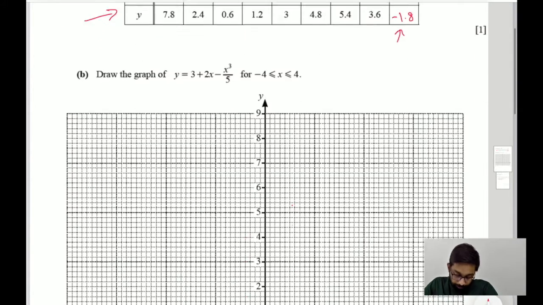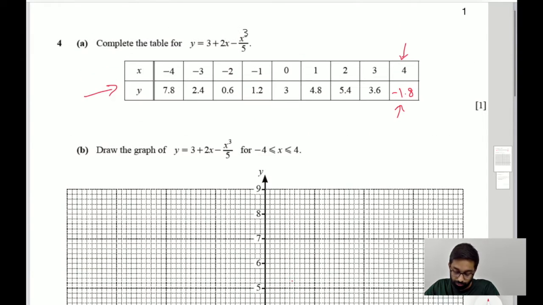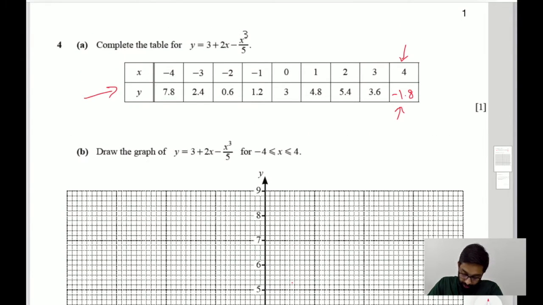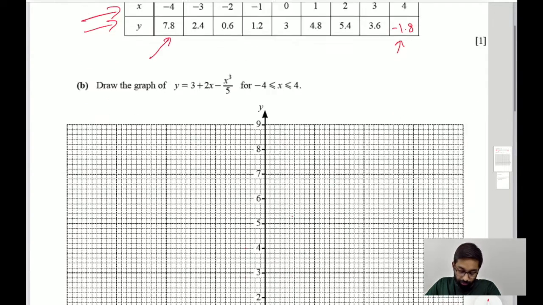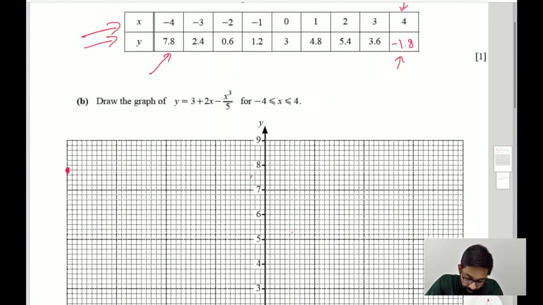Let's move on. The next part says draw the graph of y equal to 3 plus 2x minus x cubed over 5 for the values of x from minus 4 to 4. That means we have to plot these coordinates in this table. Let's do that. The first point is minus 4 and 7.8, so minus 4 and 7.8 is going to be there.